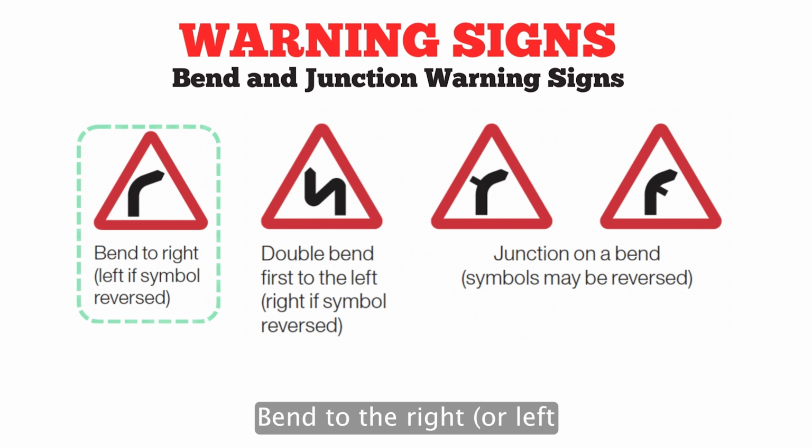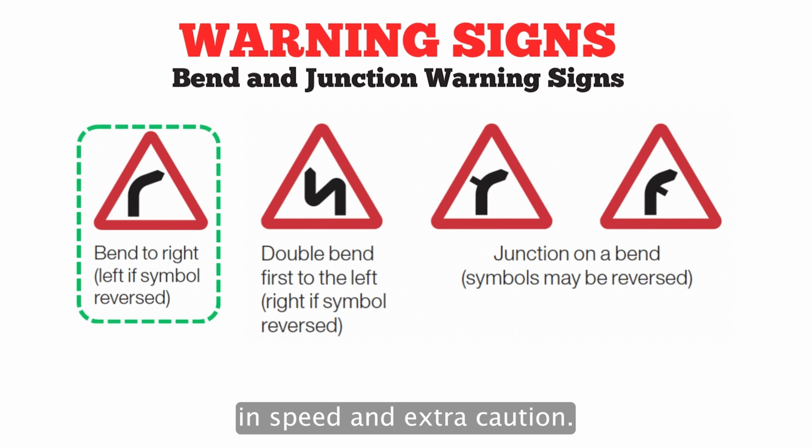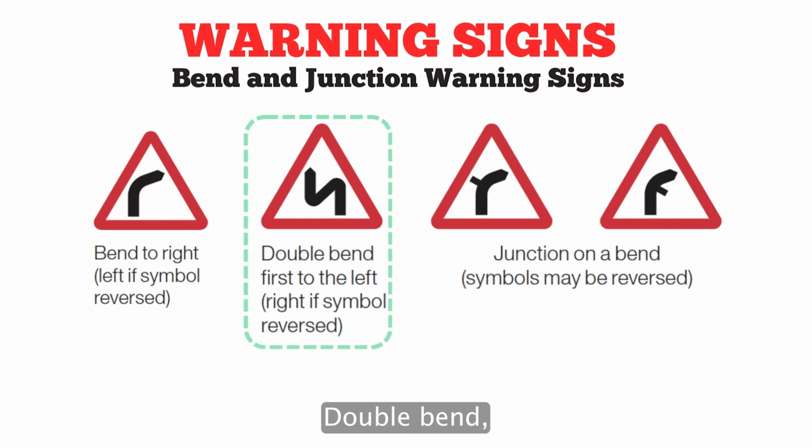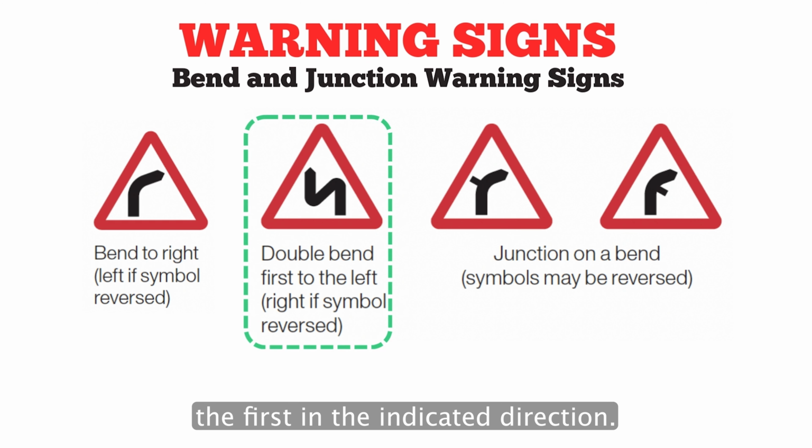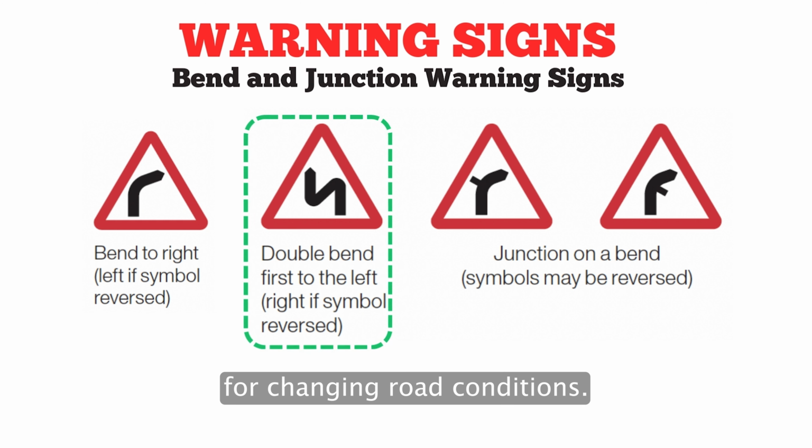Bend to the right, or left if the symbol is reversed, indicates a sharp curve ahead, requiring a reduction in speed and extra caution. Double bend, first to the left, or right if the symbol is reversed, warns of two consecutive bends, the first in the indicated direction. Drivers should be prepared for changing road conditions.